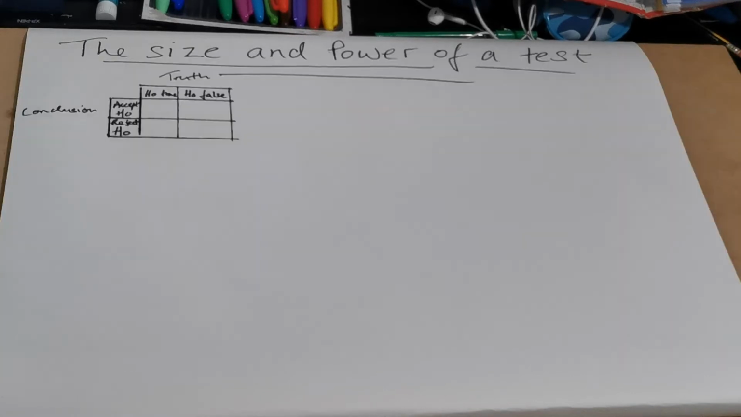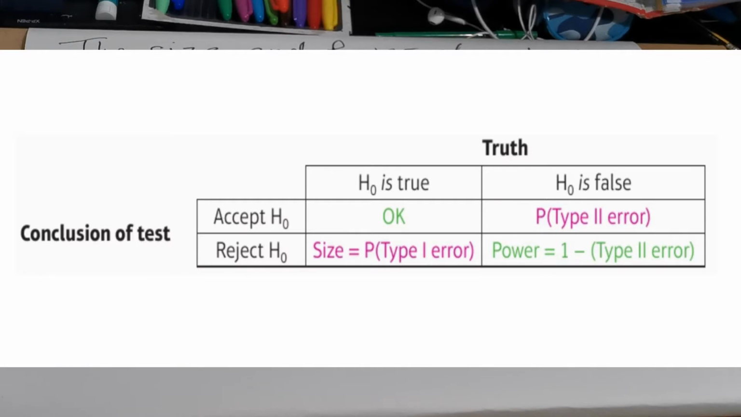And the table that we've written before can go on to be changed to give us this. You'll notice that the size and the power both relate to rejecting H0. The size relates to when H0 is true and a type 1 error has been made. The power relates to H0 being false and a correct decision was made. If the power is greater than 0.5, the probability of coming to the correct conclusion, i.e. rejecting H0 when H0 is false, is greater than the probability of coming to the wrong conclusion, i.e. accepting H0 when H0 is false.